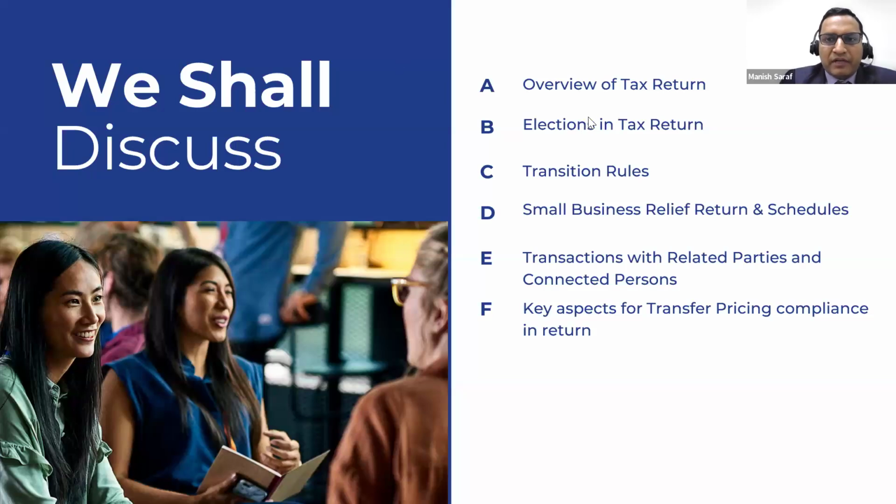We will briefly cover the tax return, how it looks, what information goes into it, and the different schedules. But the detailed focus would be on the elections on the return, the transition rules, and some aspects of small business relief, because there is specific return guidance on small business relief. What details go on that is also something we are going to cover.